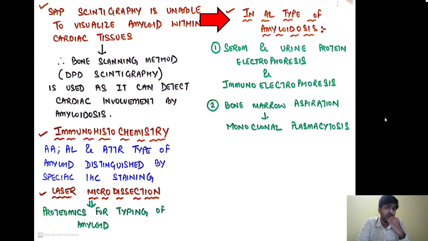And lastly, in case of AL type of amyloidosis, we have to carry out certain extra investigations like serum and urine protein electrophoresis, as well as immunoelectrophoresis and bone marrow aspiration, which shows monoclonal plasmacytosis.